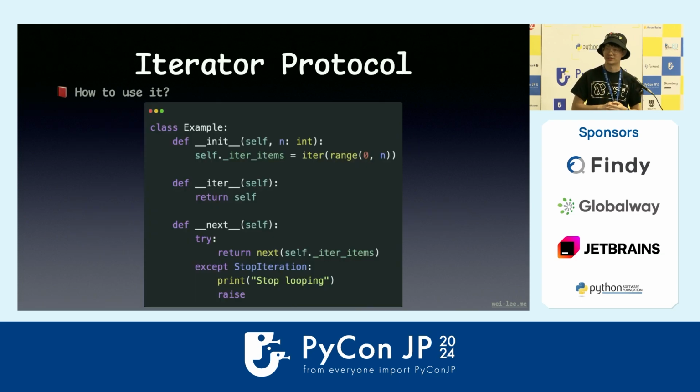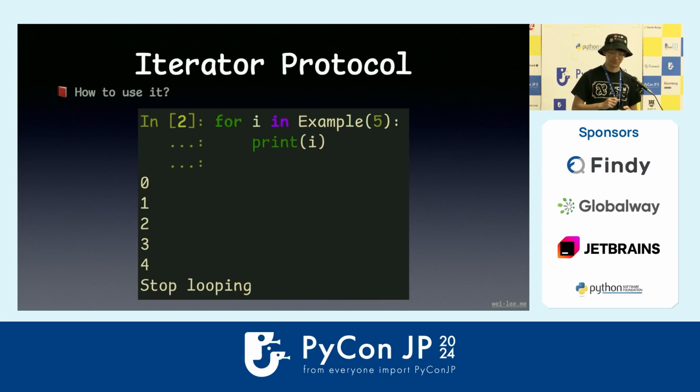This is a basic example of this. We have an attribute iter items, which is just a range of 0 to n. And for the counter's iter, we just return this iterator object itself. And the interesting part is the counter's next. So we'll first try to return the next from self.iter items. And if there's nothing we can do, then we'll just raise the StopIteration here. So that's how it looks.